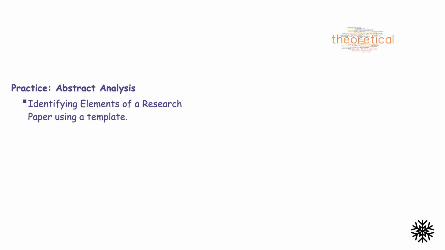So when we finish these 4 chapters that are based on theory, students will have the opportunity to practice through analyzing abstracts. When analyzing abstracts, they are asked to identify elements of a research paper using a template. This template will be provided to them, so they'll be reading the abstract, analyzing the abstract, and bringing out the elements.